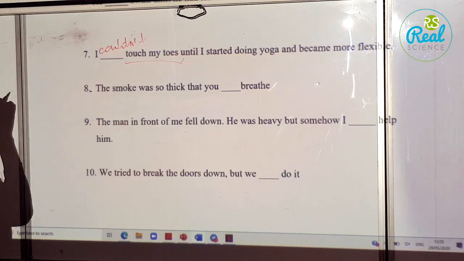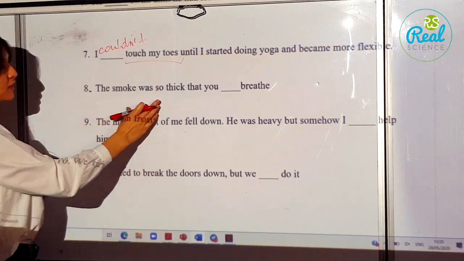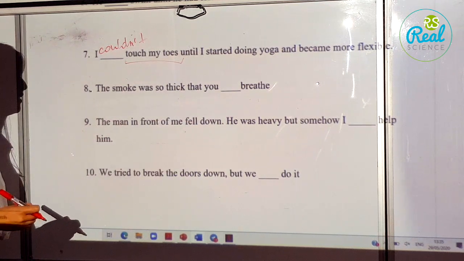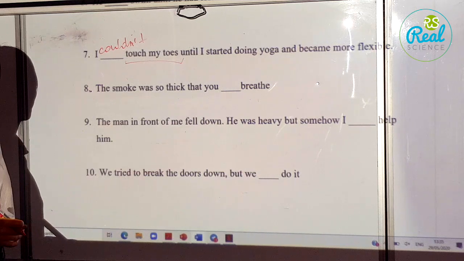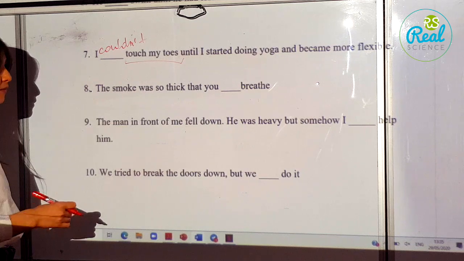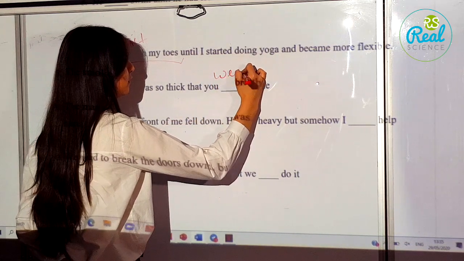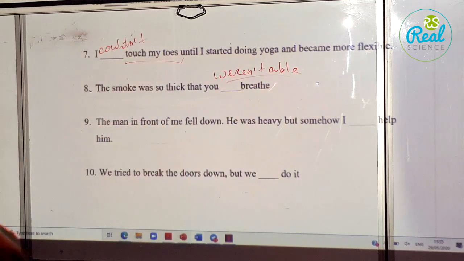Okay, read. "The smoke was so thick that you couldn't breathe." It's a specific situation. Maybe something is wrong here. Others, do you agree? That you weren't able to breathe. Yes, weren't able. Okay, nice.